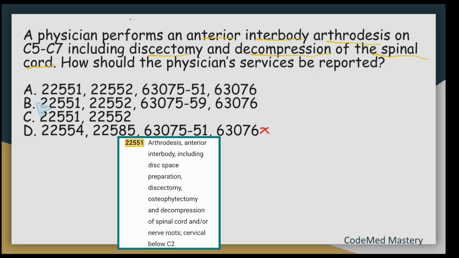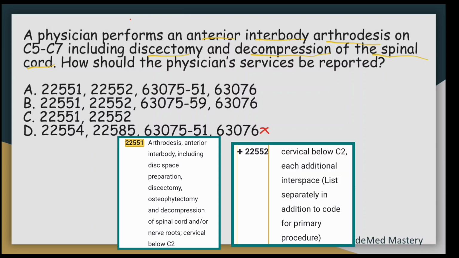Now we are left with option A, option B and option C. The first code in option A, B and C is 22551, that is correct. The second code in option A, B and C is 22552. So that is for each additional interspace. Okay, so here the arthrodesis is for C5 to C7. So we will report 22551 for the primary interspace, that is C5 to C6, and C6 to C7 we will use the code 22552. In option A and B, they have mentioned the code 63075 and 63076.